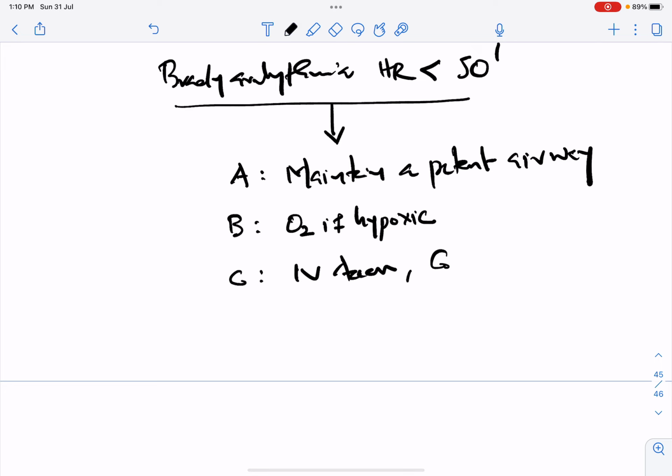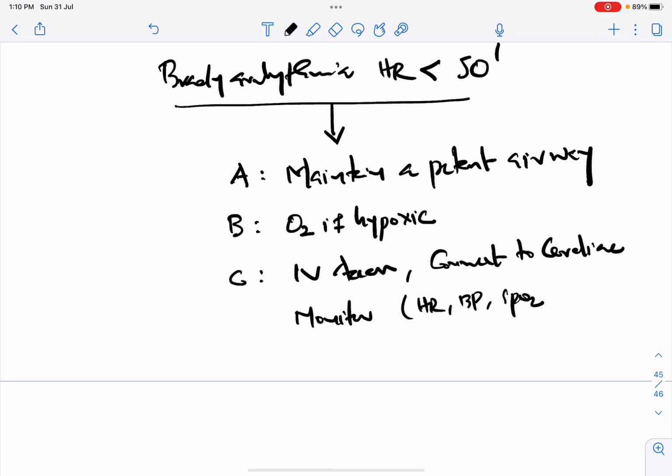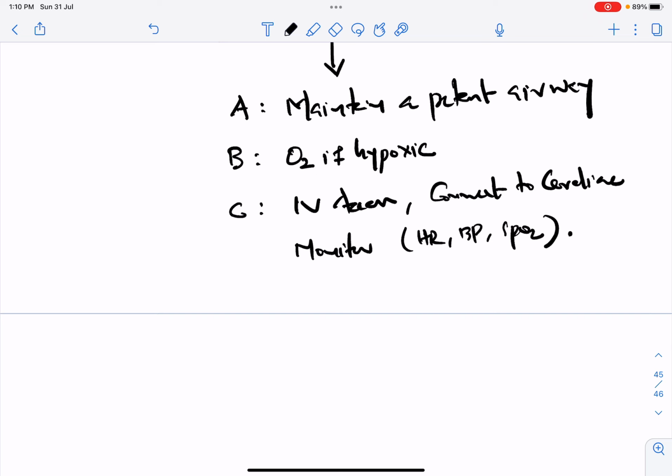and connect the patient to a cardiac monitor. It will show heart rate, BP, saturation, etc. Then in the circulation part only, if time permits, take a 12-lead ECG. But don't compromise the treatment for waiting for the 12-lead ECG.